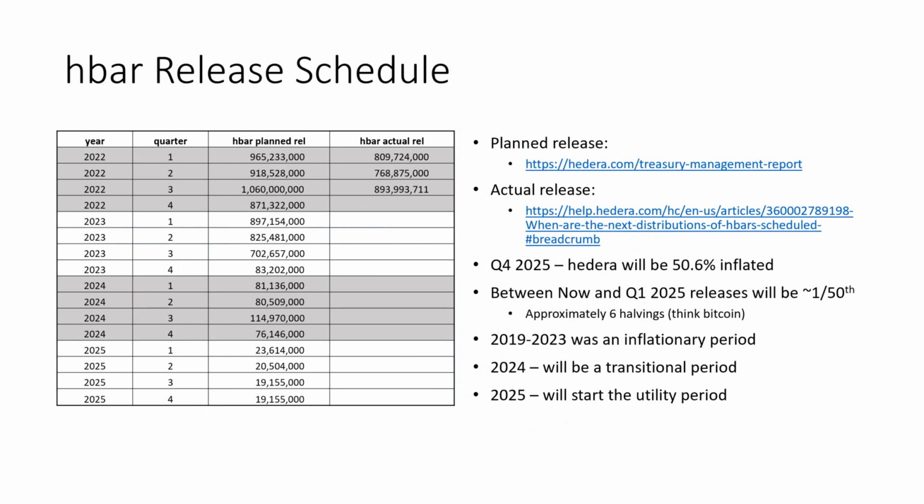And by Q4 of 2025, Hedera should be approximately 50% inflated. Between now and Q1 2025, releases will be 1/50th of what they have been in the past. All of this can be seen in the schedule. This is a table that shows HBAR's planned release schedule, although these numbers are a little out of date. But what you can see is the amount of HBAR that is going to be released is declining sharply. 2024 will be a transitional time, but 2025 is when we really start a utility network type period.